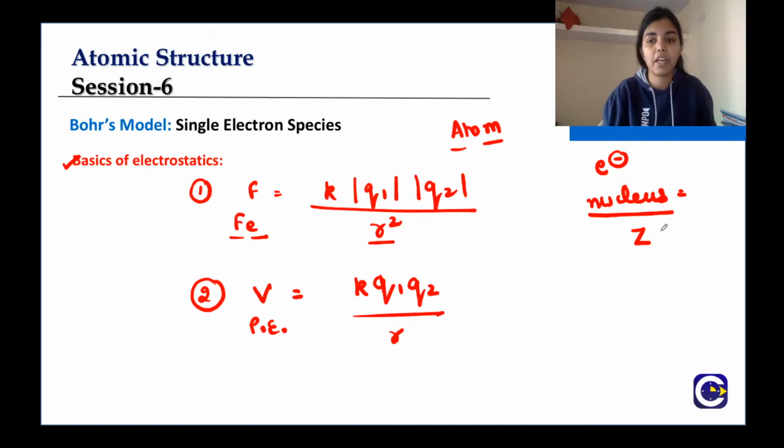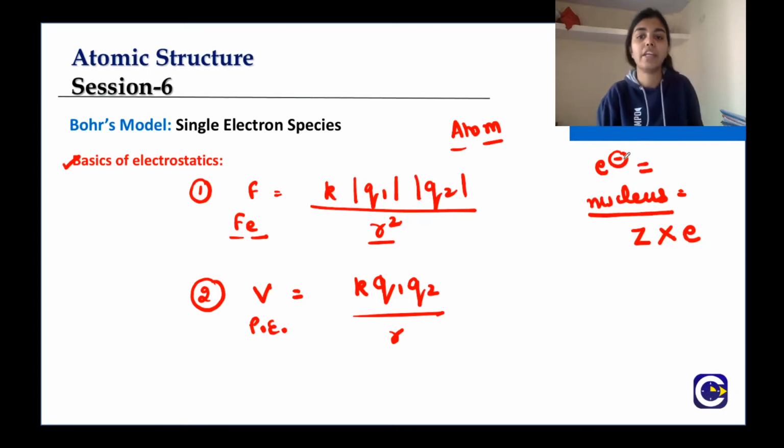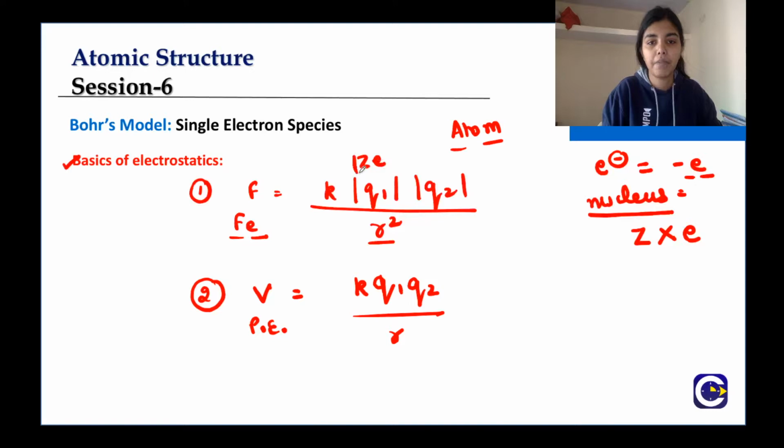So what are the number of protons equals to Z? That means the atomic number. And what is the charge on proton? It is the positive of electron, right? So this will be E. Now here the charge on one electron, as we are considering only one system, right? One electron system. So the charge on electron will be equal to E only, right? Now, or you can take it as minus E, let us say. So this becomes what? ZE into E divided by R square.